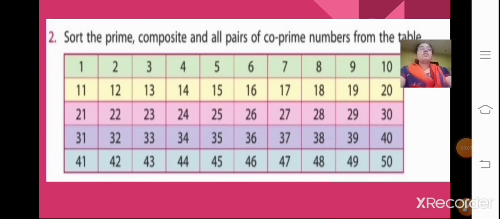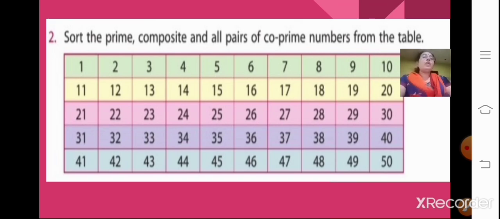Here, sort the prime, composite and all pairs of co-prime numbers from the table. Now children, you don't have to draw this table. You just have to see this table. We have already learned about prime numbers, what are prime numbers, what are composite numbers, and what are co-prime numbers. Now the numbers are given in the table. Seeing this table, you have to just sort out all the prime numbers.